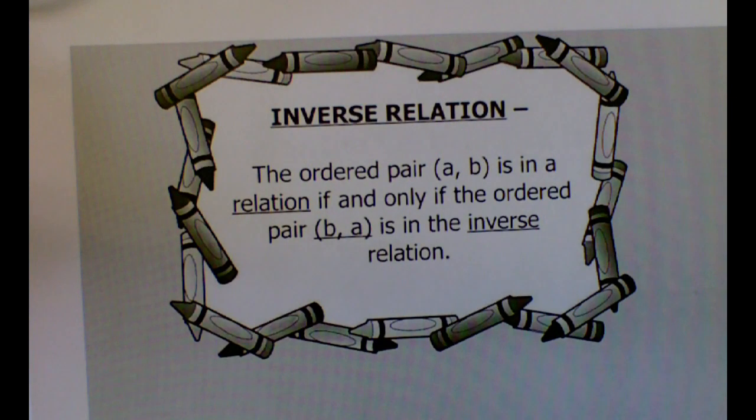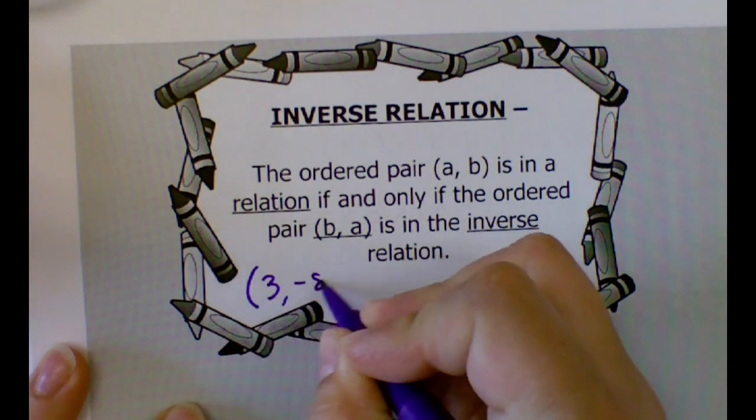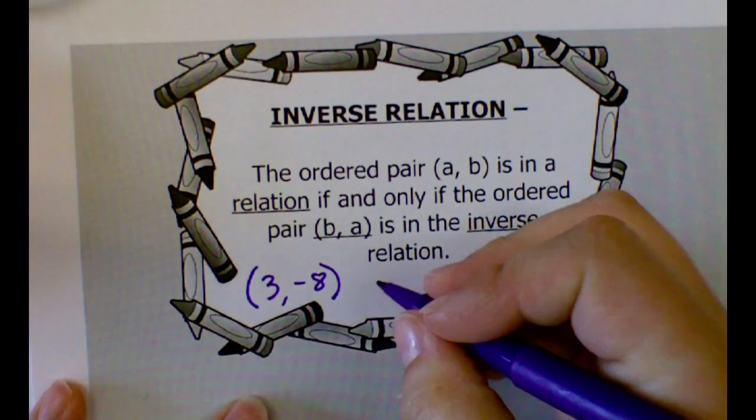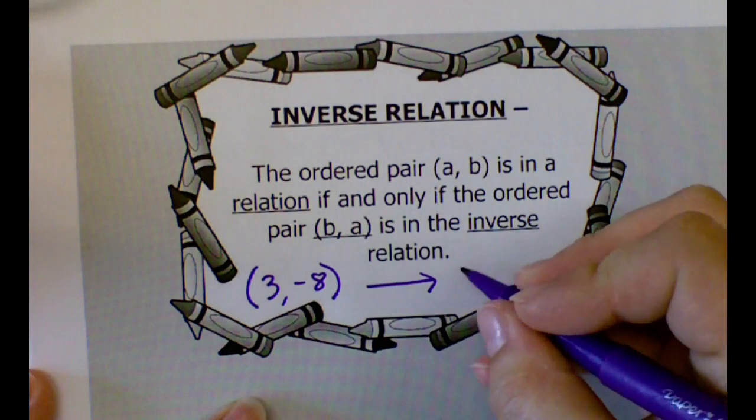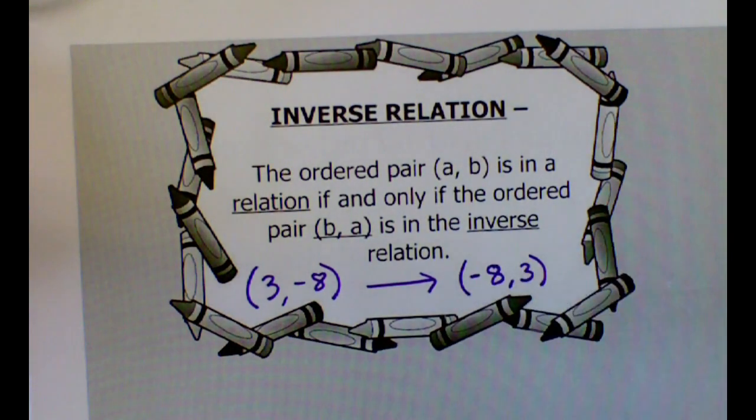An inverse relation: if the ordered pair (A, B) is in a relation, then the ordered pair (B, A) is in the inverse. So if I tell you (3, -8) is in a function or relation, then that means in the inverse relation, (-8, 3) is a point.